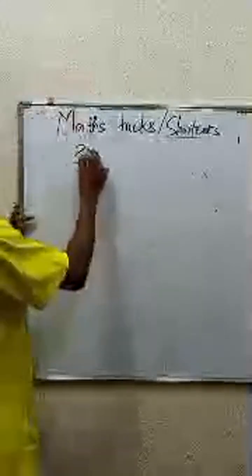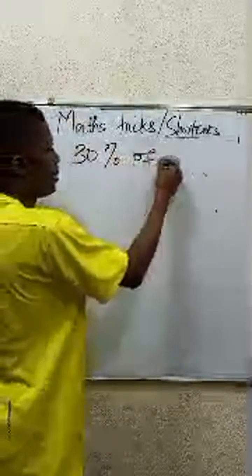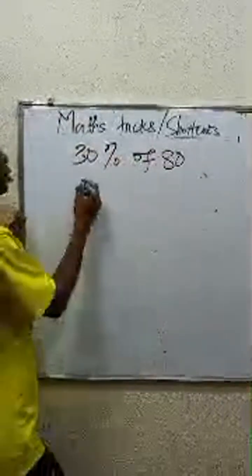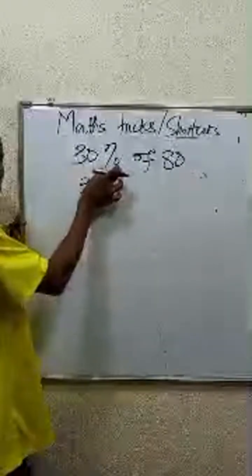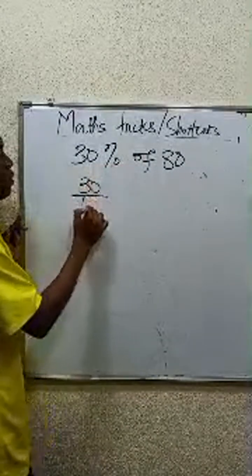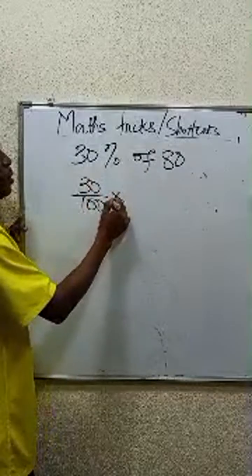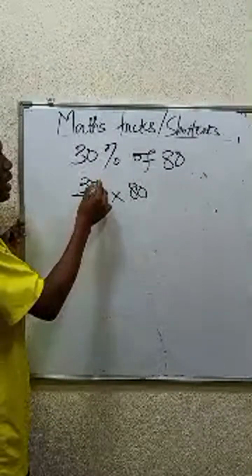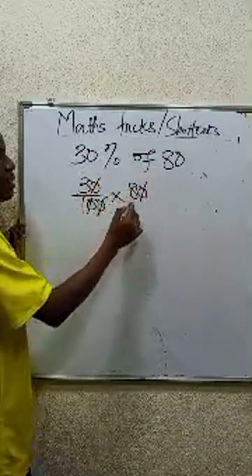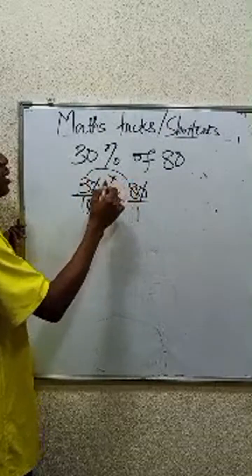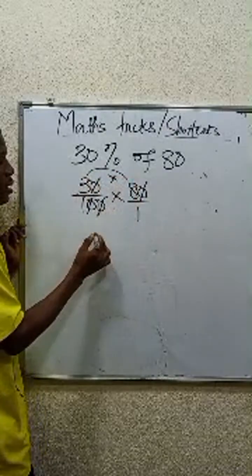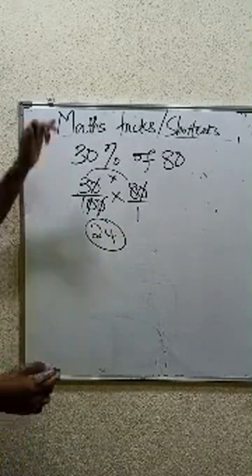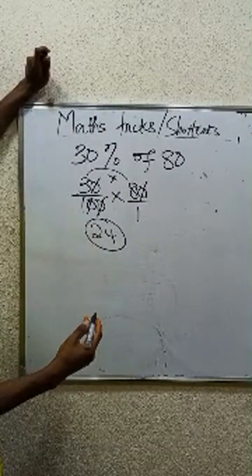Let's say you have 30% of 80. In the basic way, 30% means 30 over 100, and the "of" changes to multiplication by 80. Then we divide by 10, and divide again by 10, and we have 8 times 3, which is 24. That's the answer. That's the traditional way if you are writing your normal papers.